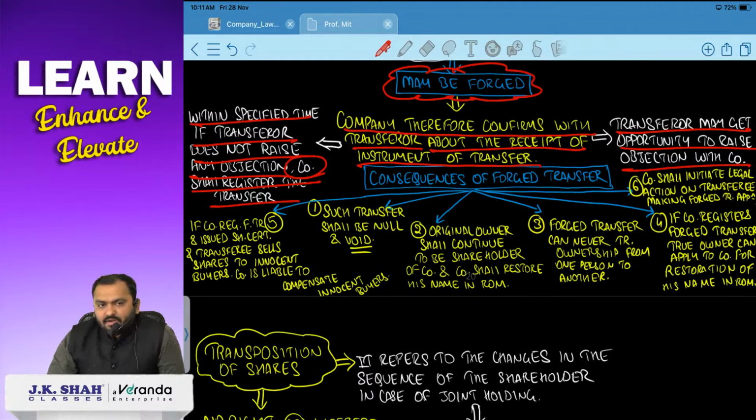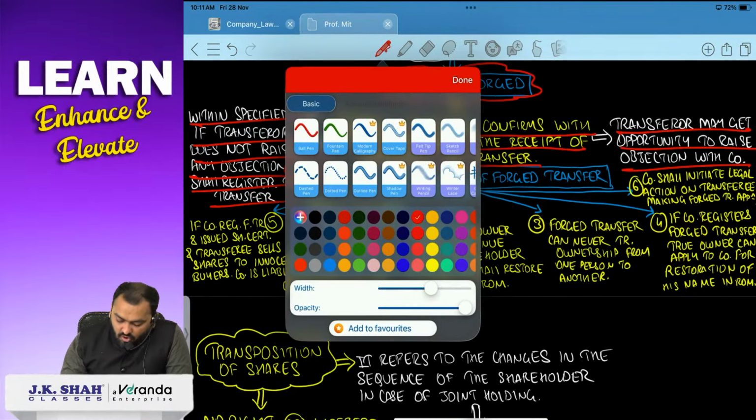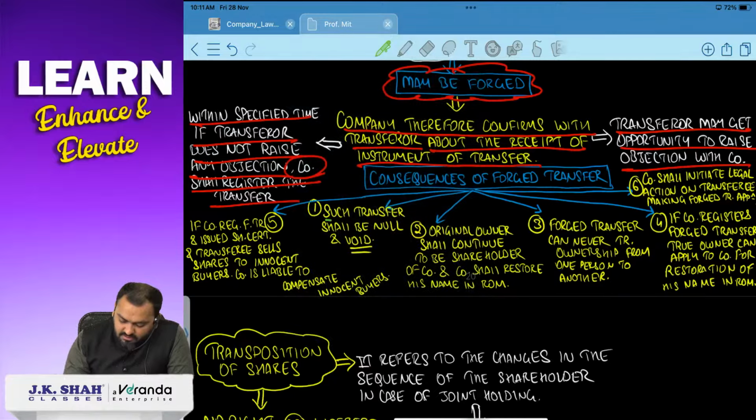So now what has happened here? Here the company has registered a forged transfer. Now what is the impact of this? What is the impact of this forged transfer? Let's see. Can you see these consequences of forged transfer? What are the consequences? First, such transfer shall be null and void. Remember one thing always. Such transfer shall be null and void.